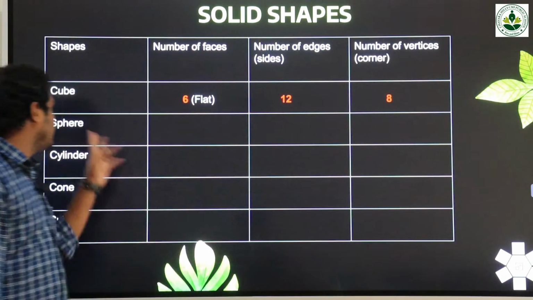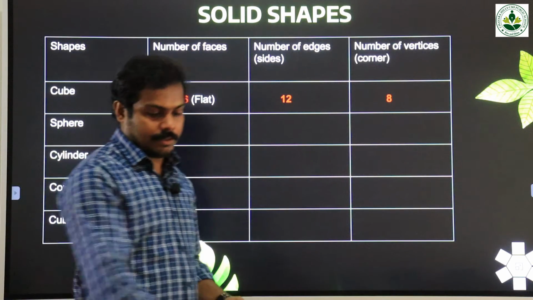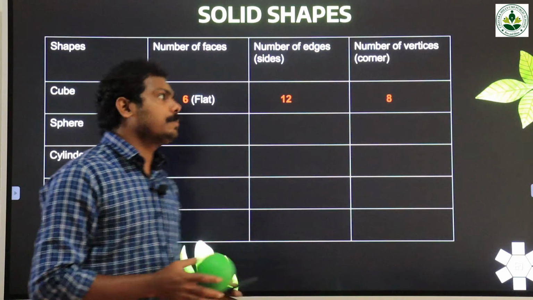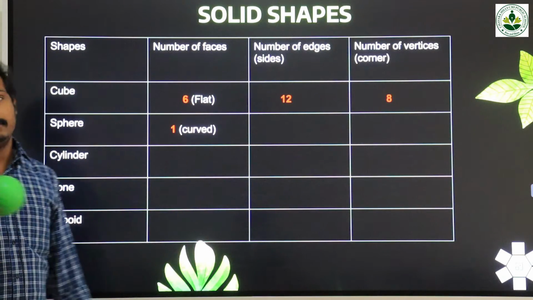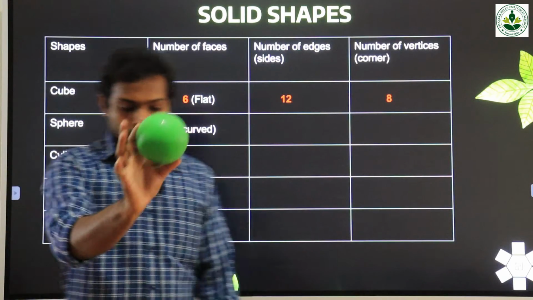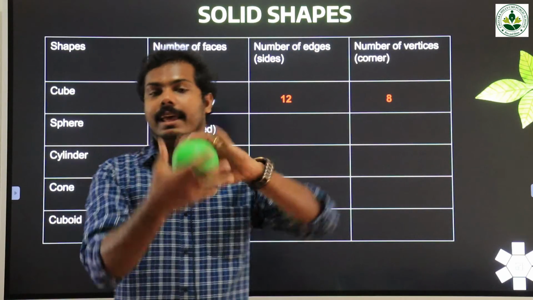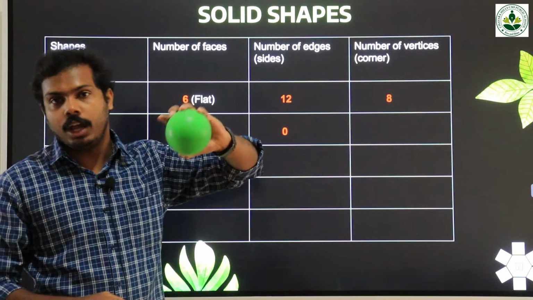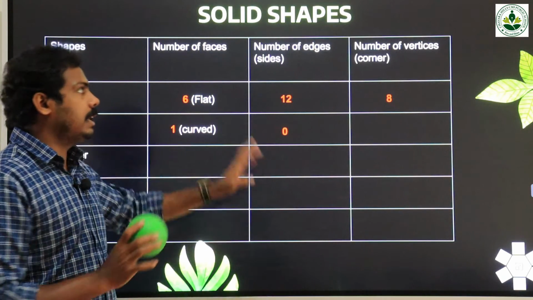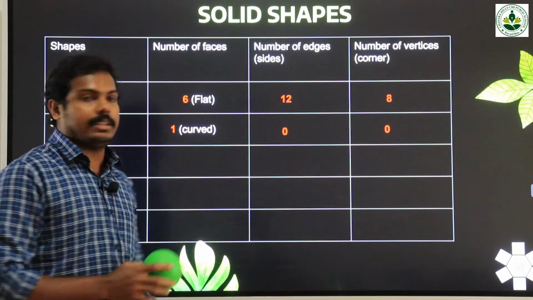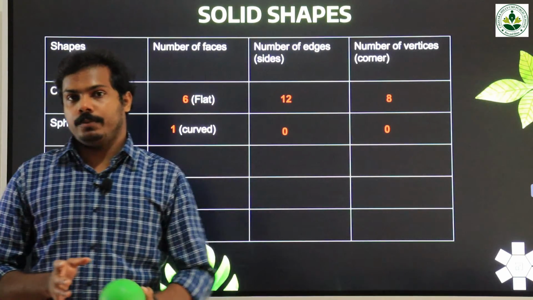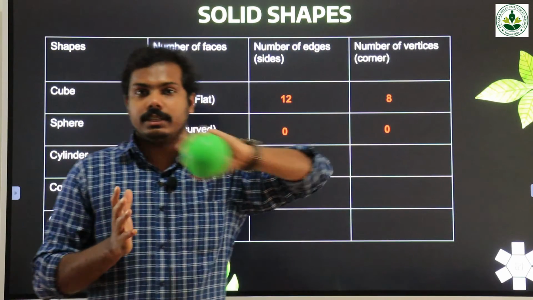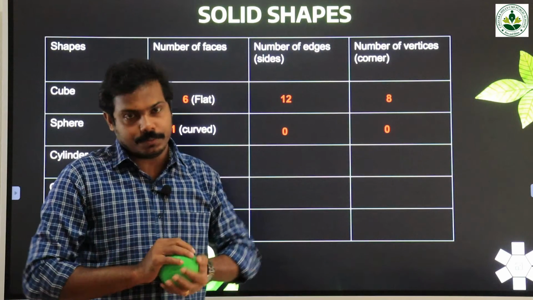Next one, that is sphere. What is a sphere? A ball. This is a sphere. It has only one face. This is one face. It is a curved face. And the number of edges? Are there any edges here? No. So the number of edges is 0. Then number of vertices. Is there any corner? No. So for a sphere, there is only one curved face, no edges, no corners.